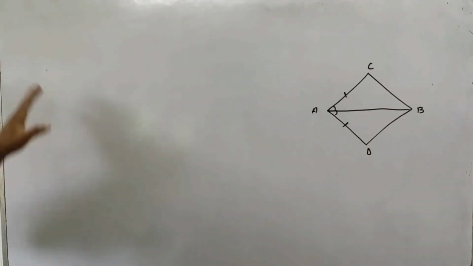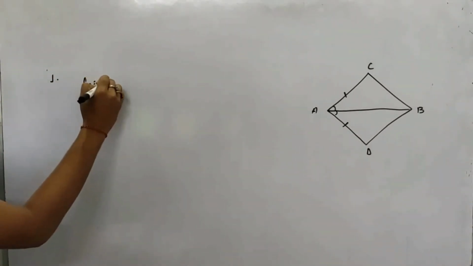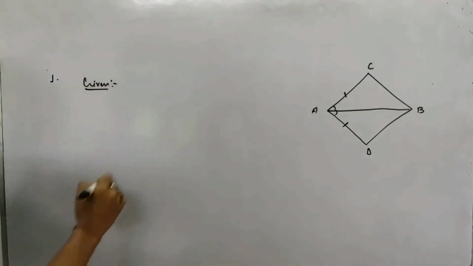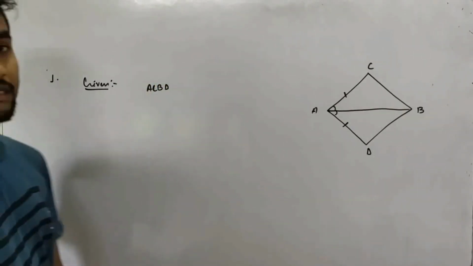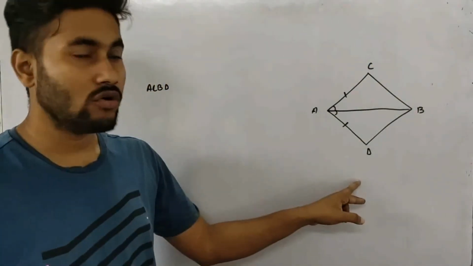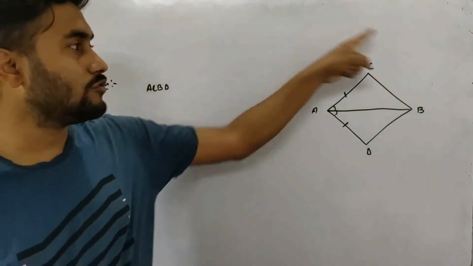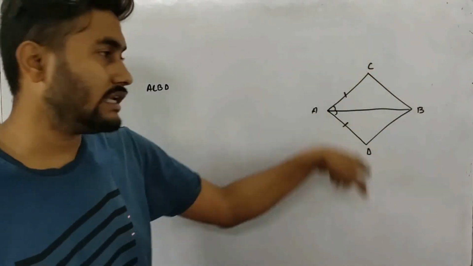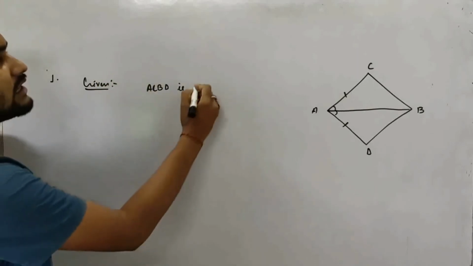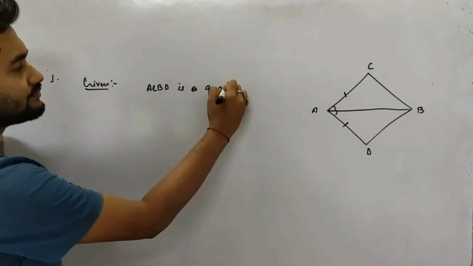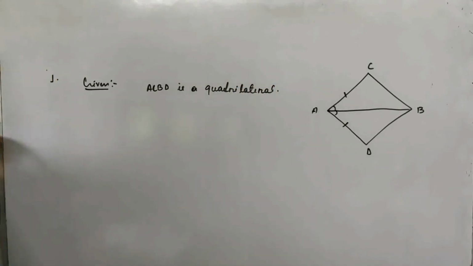Okay, so let us start the question. So at first, number 1, given. First you write given what? ACBD. Don't write ABCD, okay? You should be serial. ACBD or ADBC, like that. Don't write ABCD like that. So ACBD is a quadrilateral.